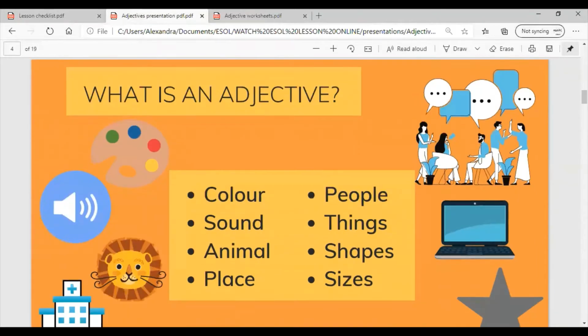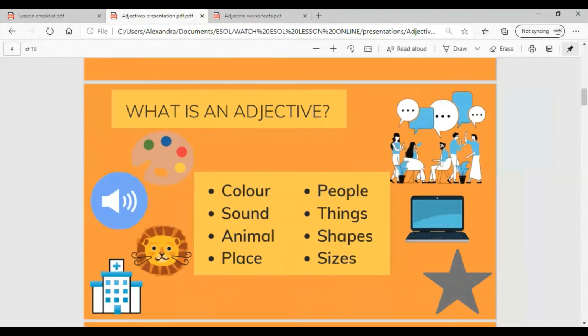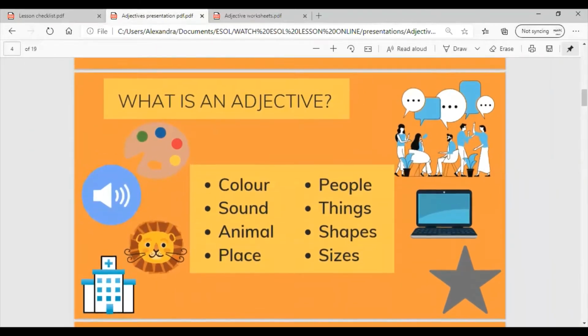Okay, so for this session, we're going to look at adjectives in 8 different categories. Sounds like a lot, but it'll be quite quick. We're going to be looking at colour, sound, animals, places, people, things, shapes, and sizes. So an adjective as a descriptive word can describe all of these things and uses all these categories to add further description to a noun.